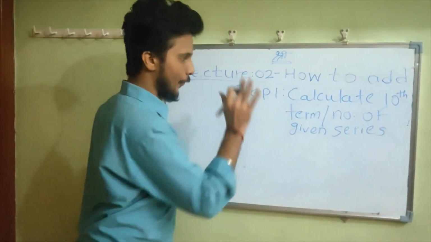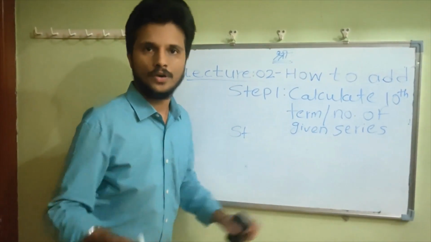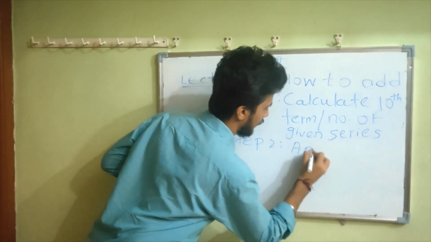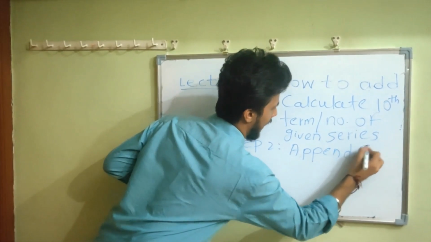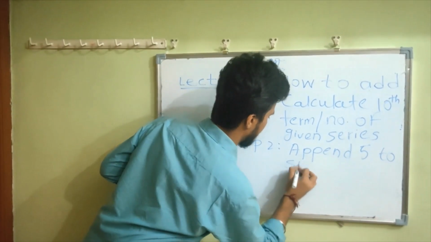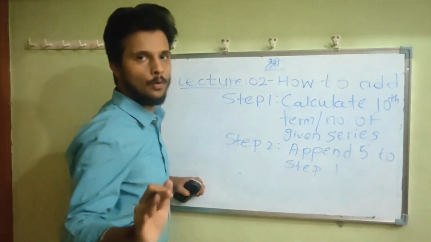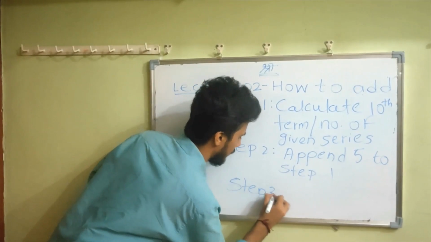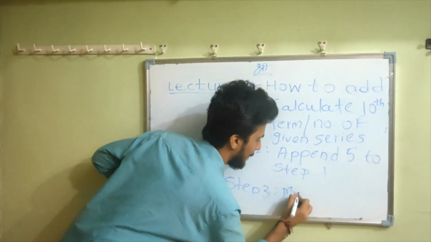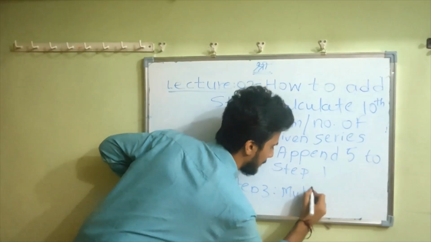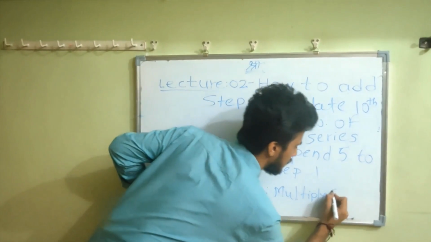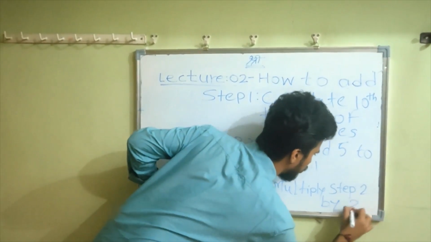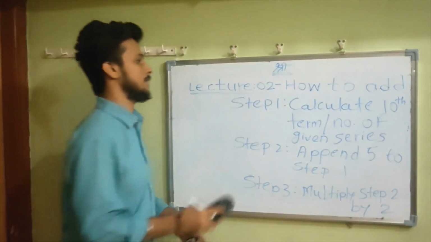Step 2, the second and most important step. All steps are important, but if we forget the second step, we'll make a mess. So step 2: append 5 to the result of step 1. Now what is step 3? Just think. Step 3: multiply the result of step 2 by 2. That's it, and you will get the answer.